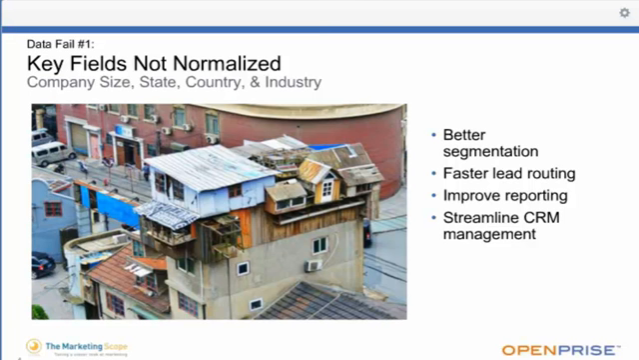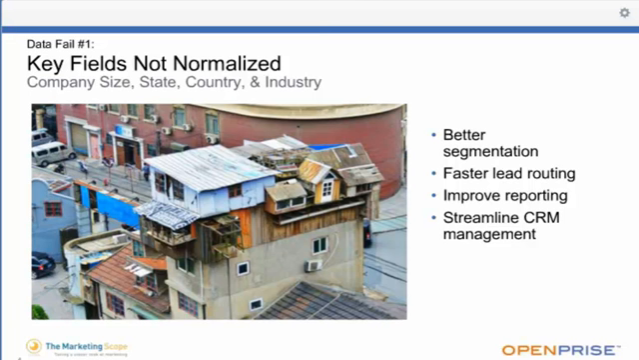You want to clean those up. Start with something really simple like state and country, and then move on to more complicated ones like industry and company size. And we'll dig into this. If you start with those fields and clean them up, and we'll talk about how you can do that, number one, your segmentation is going to be better.